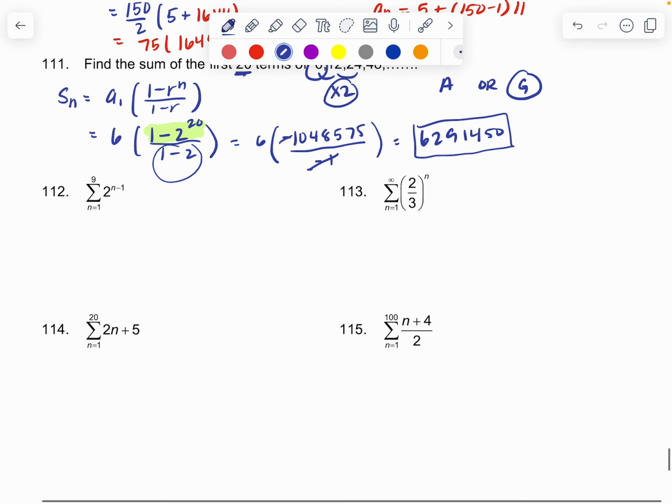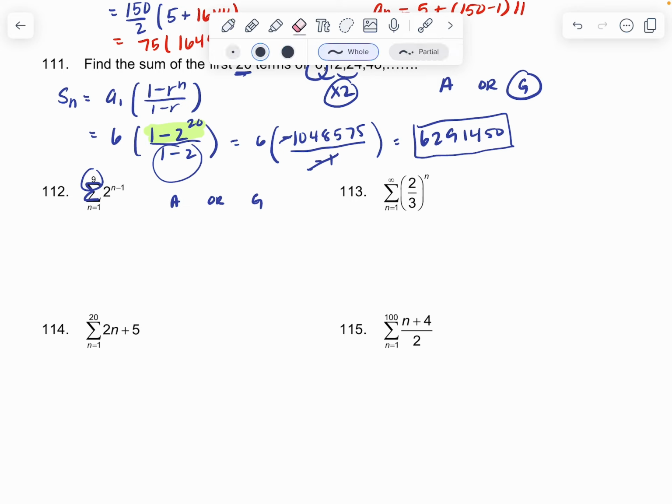All right, 12. Okay, so sigma, right? Sigma means to add up. So I'm adding up the first 9 terms of this 2 to the n minus 1. Now the question is, is it arithmetic or is it geometric? Hey, if you can't tell, plug in a couple numbers and see what you got. Let me erase this. I made a mess of it. Okay, so if you plug in n equals 1, I'm going to get 2 to the 1 minus 1, which is 2 to the 0, which is 1.